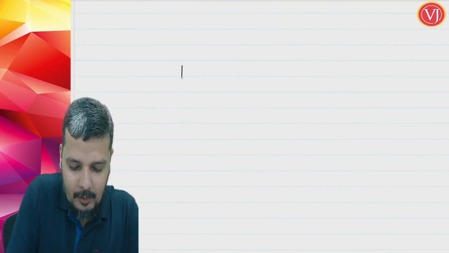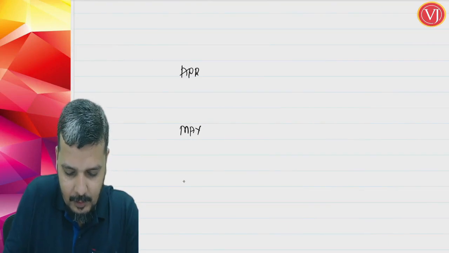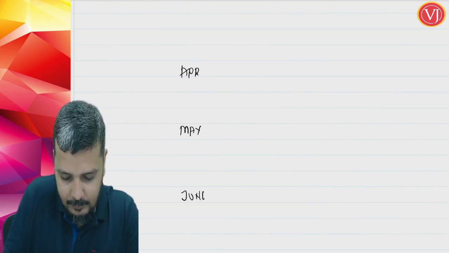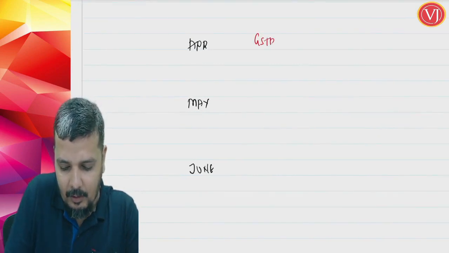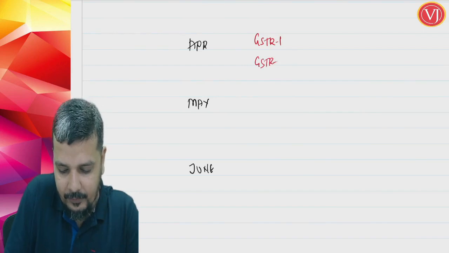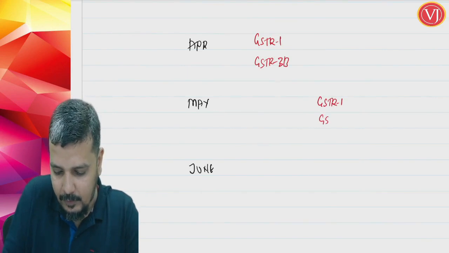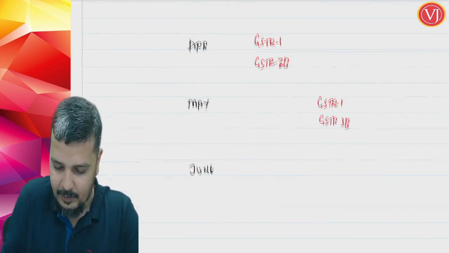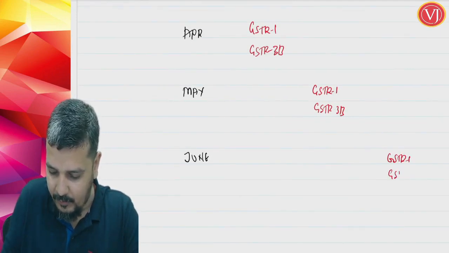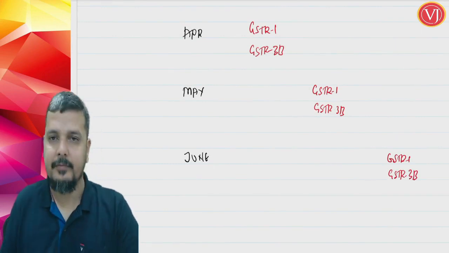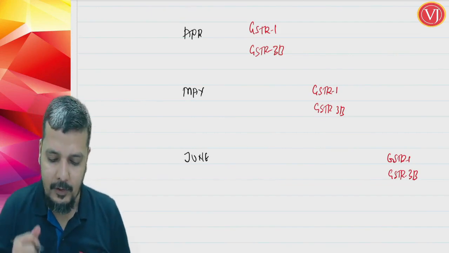Now, if I am talking about April month, May month and June month, I'll make things very simple. So for April month, you have GSTR 1, GSTR 3B. May month, you have GSTR 1, GSTR 3B. June month, you have your GSTR 1, you have GSTR 3B. Let me talk about four restrictions totally. Two were already there. Now, what were the two which were already there?